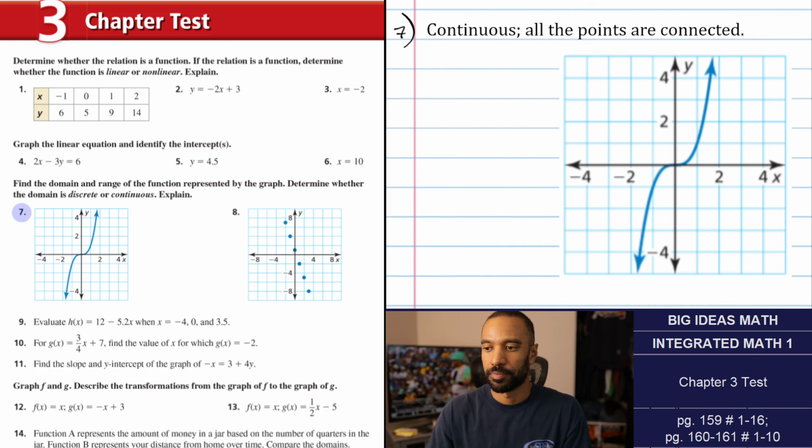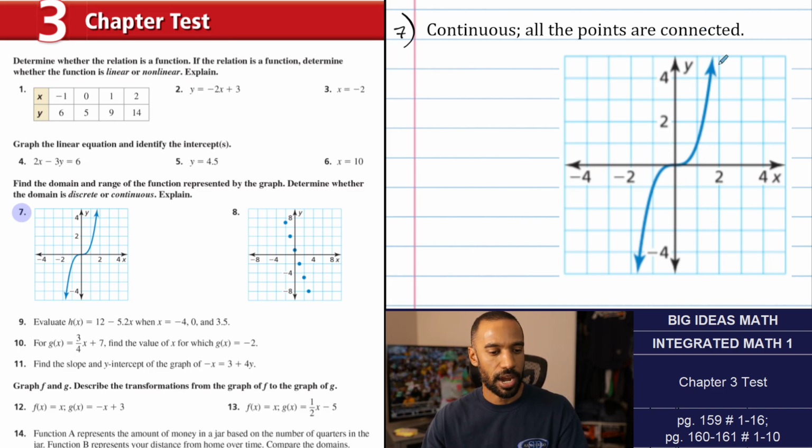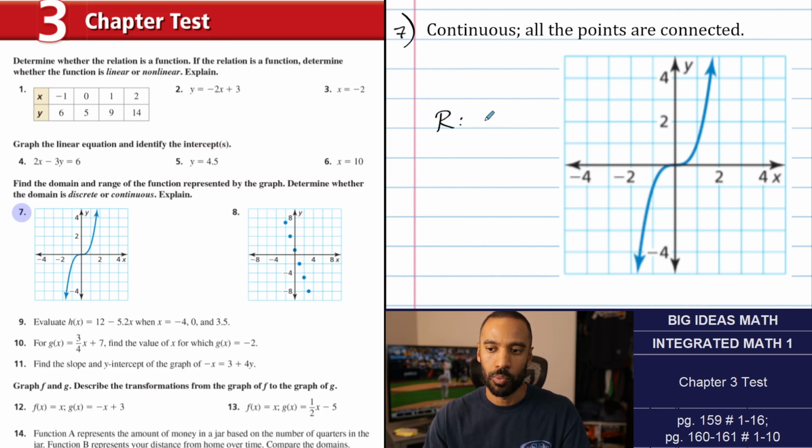But here's the thing. Does this graph go up and down forever? I think we can all agree yes. The arrows tell us so, right? So when they say domain and range, for range we can say it's all real numbers. Here's my symbol. Domain's a little different story.